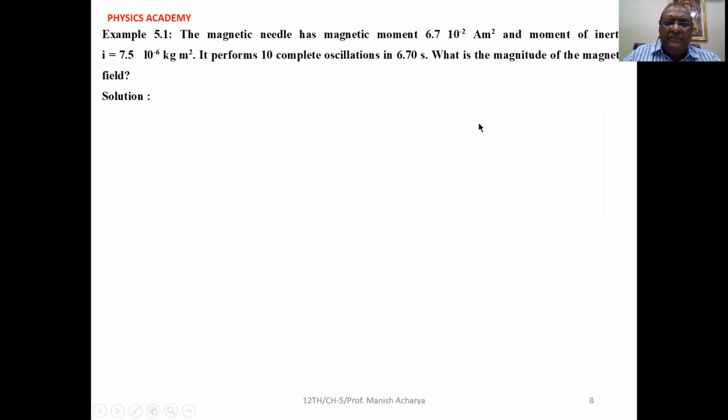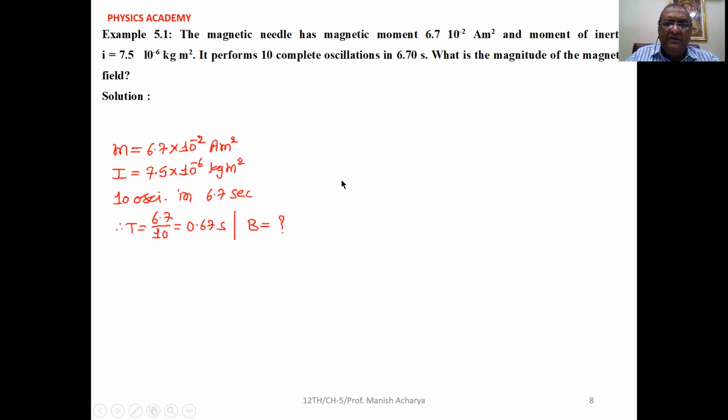Now example 5.1. The magnetic needle has magnetic moment 6.7 into 10 raised to minus 2 ampere meter square and moment of inertia I, that is 7.5 into 10 raised to minus 6 kilogram meter square. It performs 10 complete oscillations in 6.7 seconds. What is the magnitude of the magnetic field?